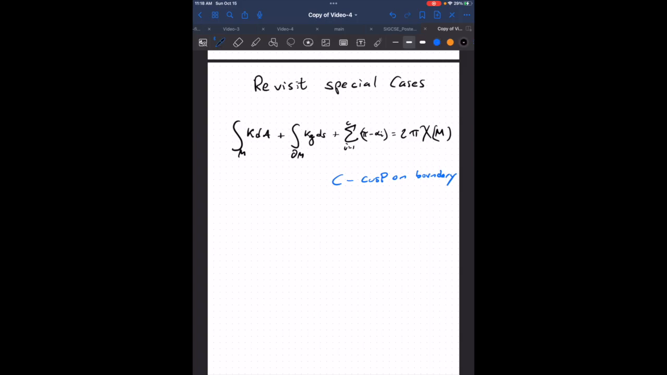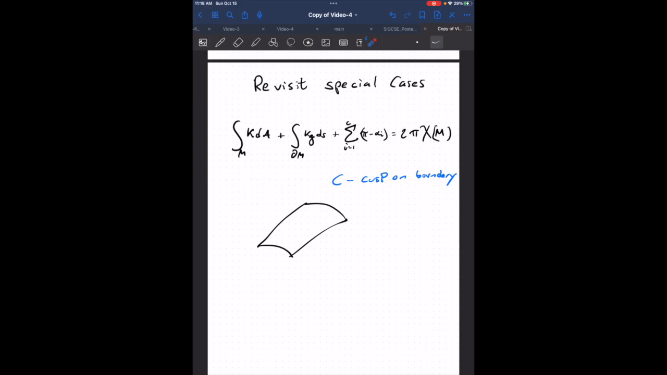So if we have a surface that looks something like this, maybe, what are we going to do? Well, we're going to add up our Gaussian curvature inside, our geodesic curvature on the boundary, but we also have to pay these exterior angles. So if I turn here, I call these beta i's in the first video.